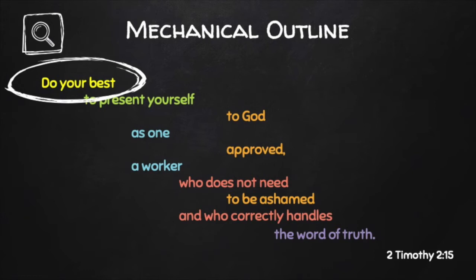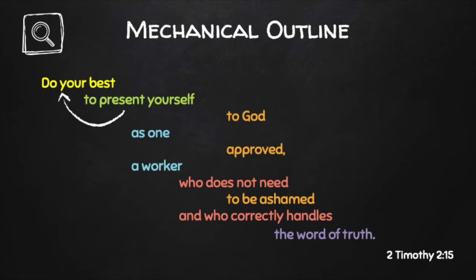And then modifying do your best is do your best to present yourself to God. Now, to present yourself, I've indented one more space and put it right under there to show that it modifies do your best. But to present yourself is modified by to God. So who do you present yourself to? You present yourself to God. You can tell that there's modifiers because of these little connecting words. And that will show you that there's a little phrase that modifies. So do your best to present yourself to God.